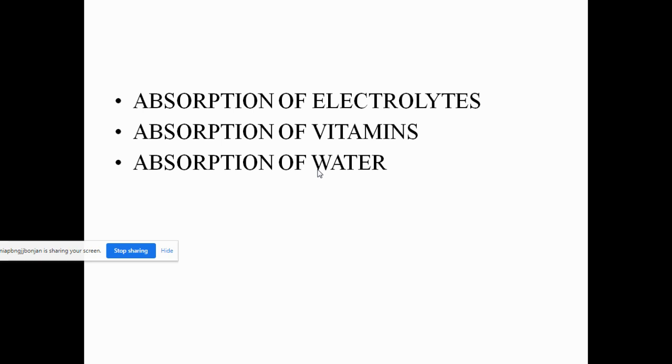Whereas for the absorption of vitamins, there are two different types: fat soluble vitamins and water soluble vitamins. What are the fat soluble vitamins? Vitamin A, D, E, and K. They behave just like the lipids. They are also carried in the form of micelles, and they are absorbed just like the fatty acids, by converting them into micelles, and they enter the microvilli by simple diffusion.